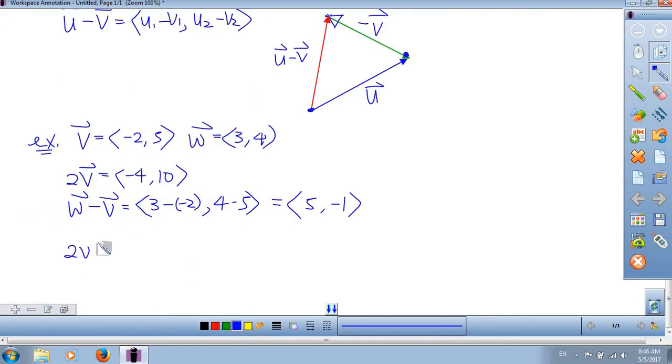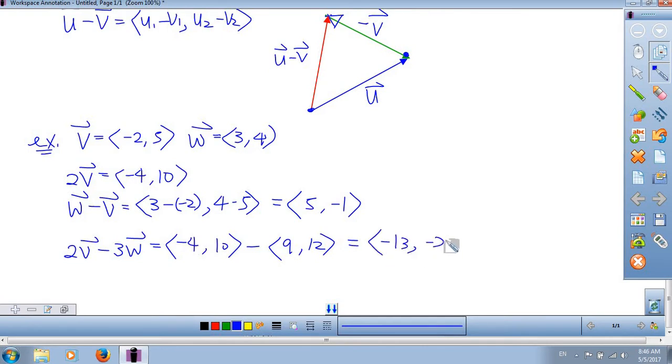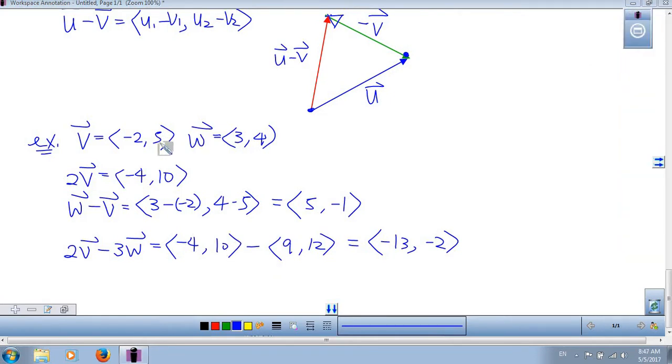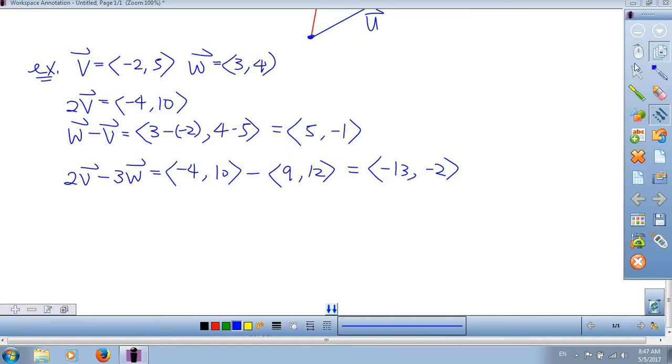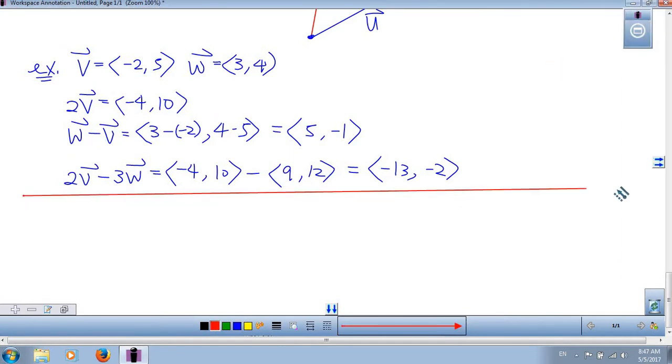Now what about 2v minus 3w? Let's do 2v first. We already got 2v, so it's (-4, 10). And what about 3w? 3 times 3 is 9, 3 times 4 is 12. Then you subtract them: -4 minus 9 is -13, and 10 minus 12 is -2. So that would be 2v minus 3w. Algebraically it's very simple, and you can also do this graphically, which is not going to be too much trouble.